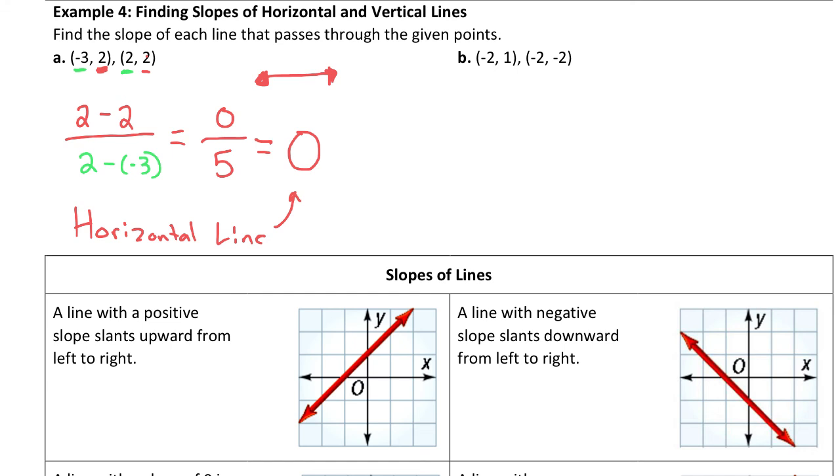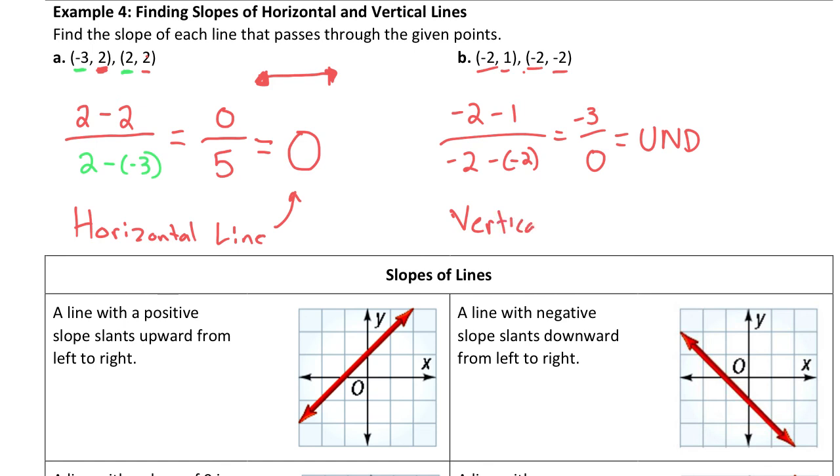For part B, same process. y2, -2, minus y1, 1. x2, -2, minus x1, -2. So this becomes -3 over 0, which, if you try this in your calculator, is going to give you some error. This is what we call an undefined slope. You cannot divide by 0. So what this represents is a vertical line. A vertical line looks like this.